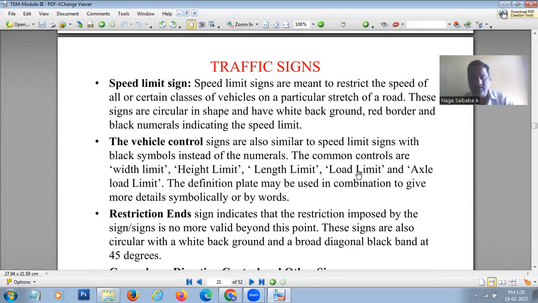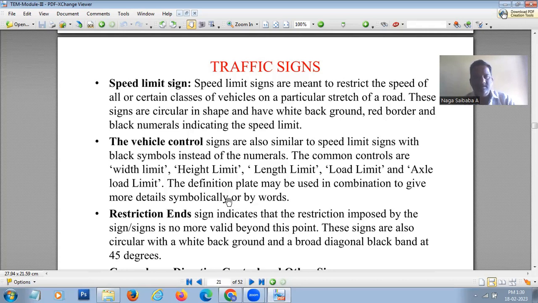Load limit also will be there. A particular vehicle should carry only some tonnage load. Beyond that, it should be penalized. Axle load limit, like that, there will be some controls. So the definition plate may be used in combination to give more details symbolically or by words. A definition plate will be provided below this circular sign, wherein we will mention the details either symbolically or by words.